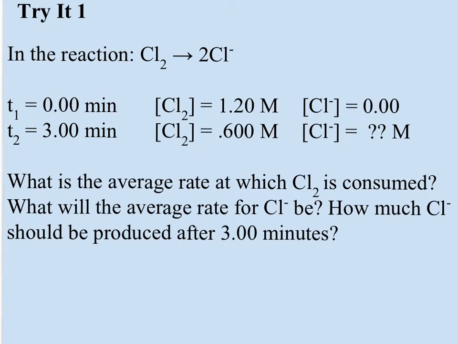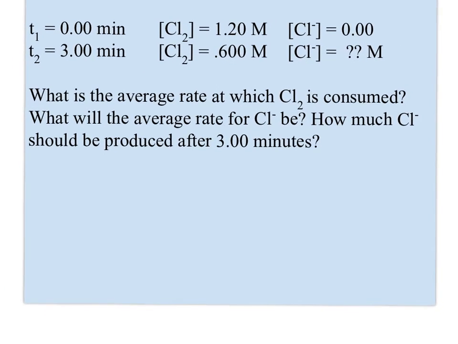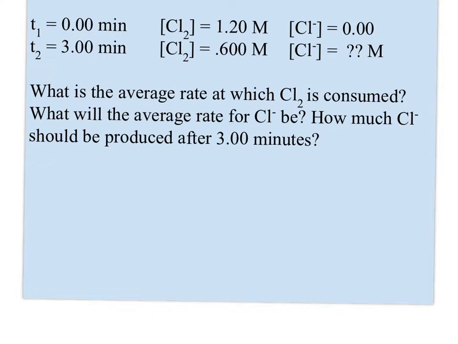So here's another example. I've got Cl2 breaking down to form 2 chlorine ions. And now I've given you the concentration of my Cl2 at the beginning and after 3 minutes, as well as the chlorine ion. And it says, what is the average rate at which Cl2 is consumed? So if I scroll this up a little bit, my Cl2, well, I don't want to put Cl2 though, it's my rate.